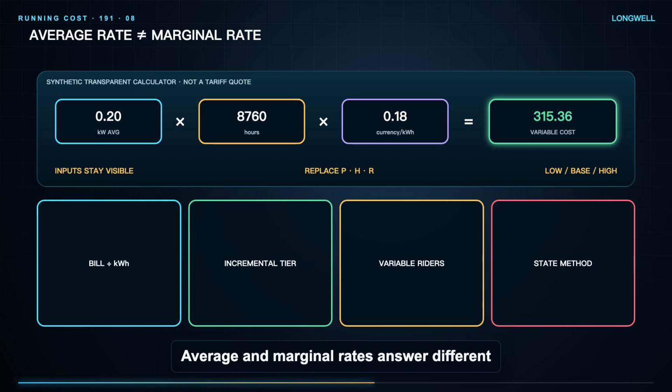Average and marginal rates answer different questions. Total bill divided by total kilowatt hours is a bundled average. Adding or reducing fan energy may follow a marginal tier or time rate plus variable riders. State which method is used, and do not mix taxes, delivery, or fixed charges silently.